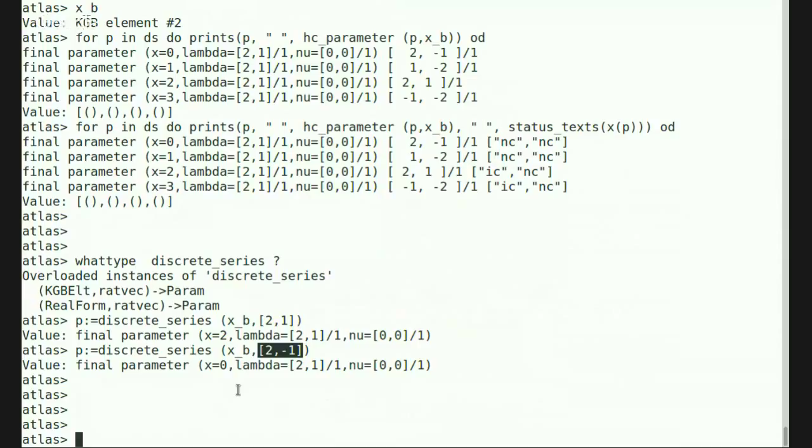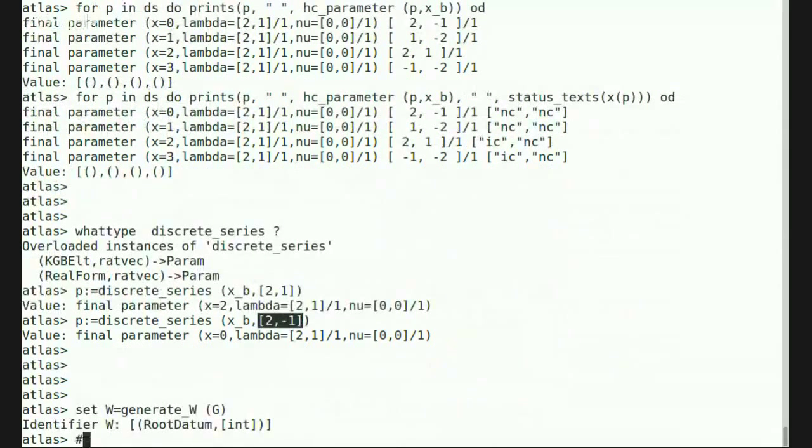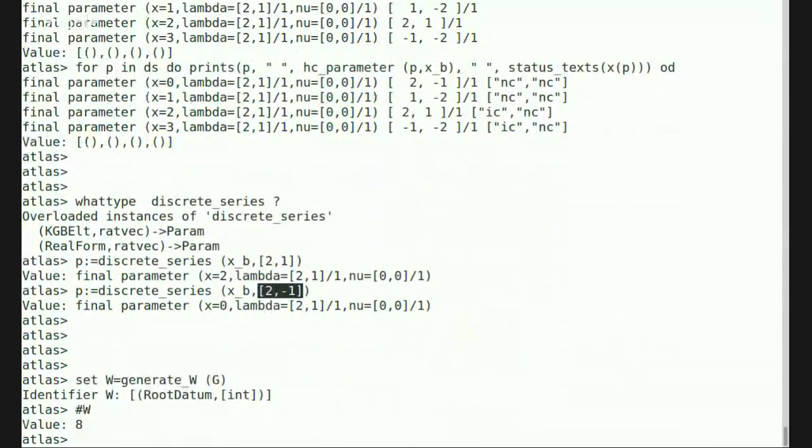So it's actually possible to see that directly in terms of the Weil group. So let's see how that works. Well, let me do it this way. Let's set W equal to generate W of G. So this is the entire Weil group of type C2. And the software knows how this acts on, well, first let me look at it.